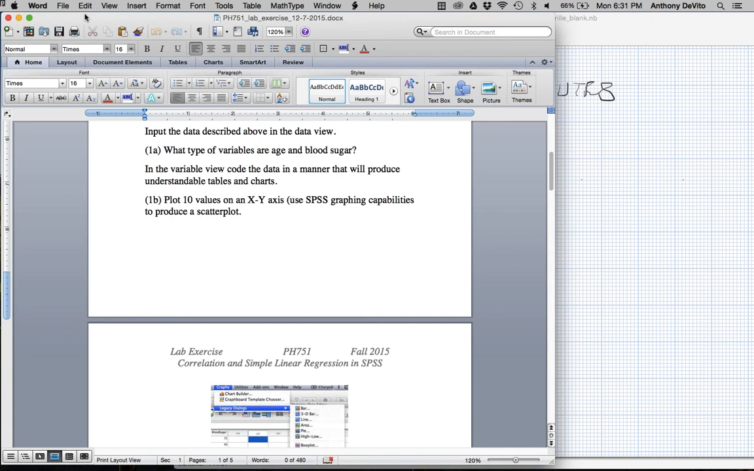For instance, asbestos exposure and lung cancer. In other words, variable one is asbestos exposure. One, they did have it. Two, they didn't have that exposure. And variable two could be lung cancer. Yes, they have had lung cancer. Or two, they didn't develop lung cancer. So we can compare those.